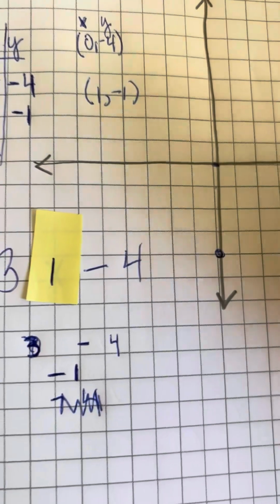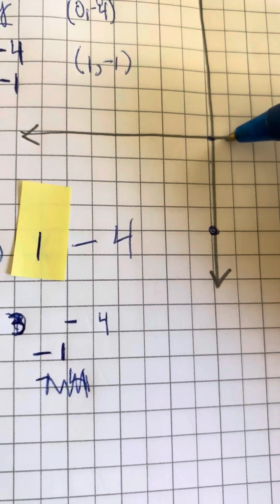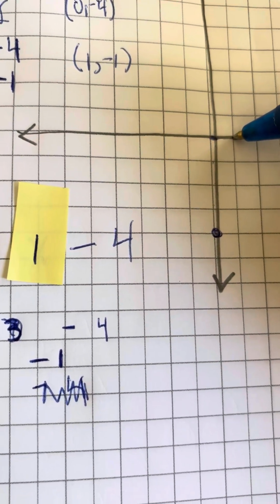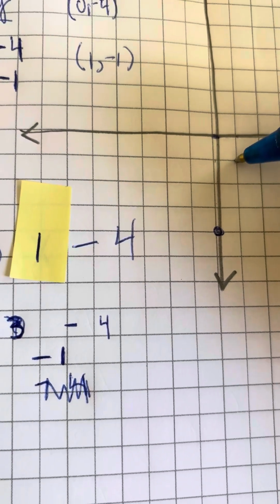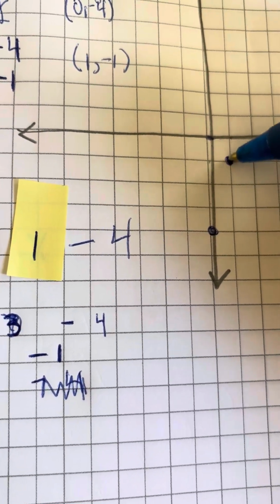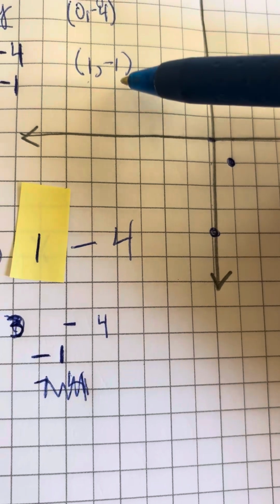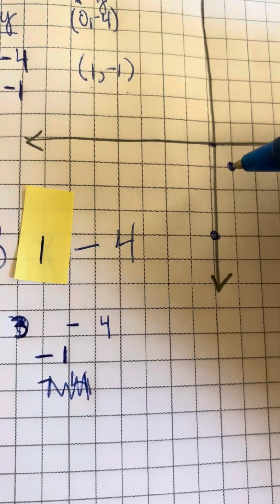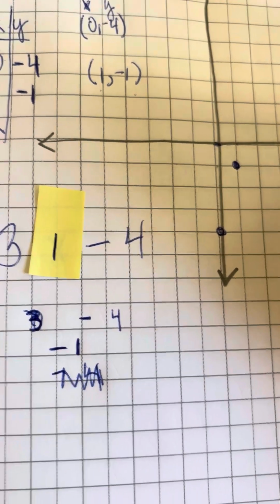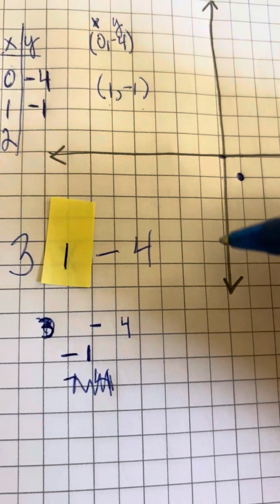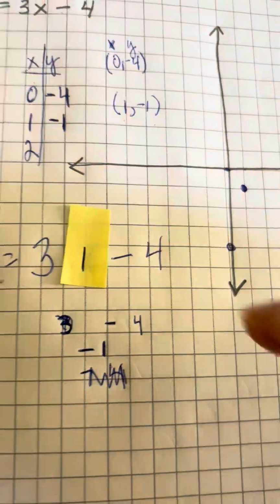And then I'm going to go over here to my grid. I'm going to go over 1 to the right because it's positive, and down 1 because it's negative. Because remember, we do x and then y. So that's my second point. Now my last point better line up with these two and make it perfect.